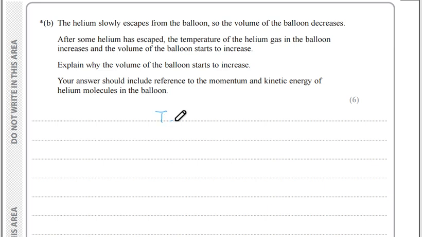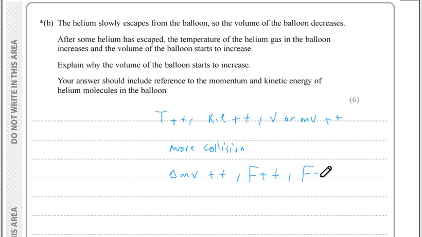So we have here temperature increase. This means increase in kinetic energy, and increase in v or mv, which is the momentum. This means more collisions, and more collisions mean increase in delta mv, change in momentum. So increase in force, because force equals delta mv over delta t. As force increases, pressure also increases. Okay.